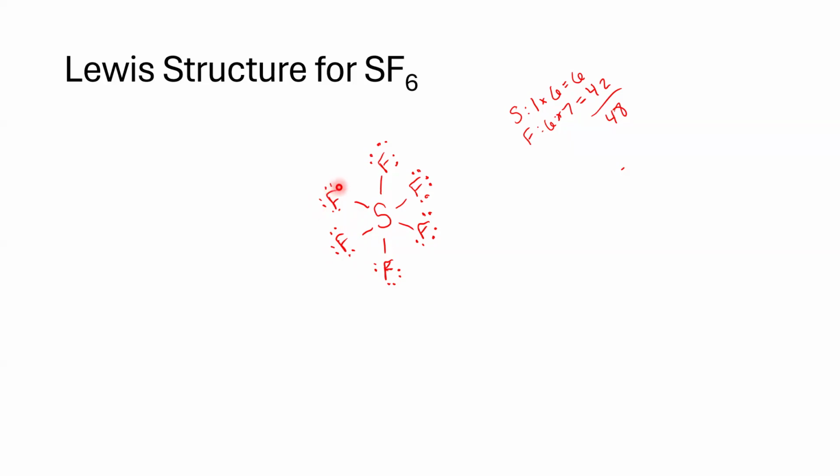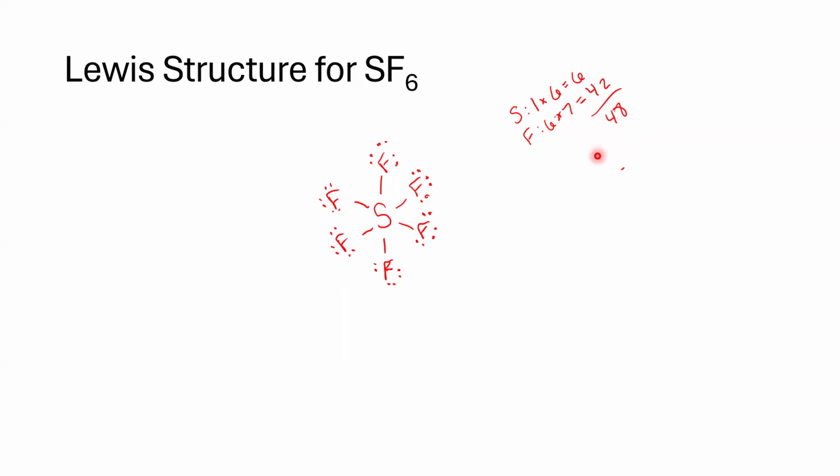I feel like I counted something wrong. 2, 4, 6, 8, 10, 12, 14, 16, 18, 20, 22, 24, 26, 28, 30, 32, 34, 36, 38, 40, 42, 44, 46, 48. I'm good at chemistry, not always at counting. This matches. That's more what I was expecting. We got our 48 here, which matches our 48 here. And now you've seen an example of an expanded octet.